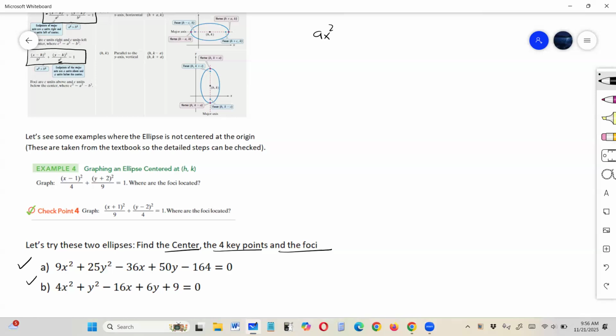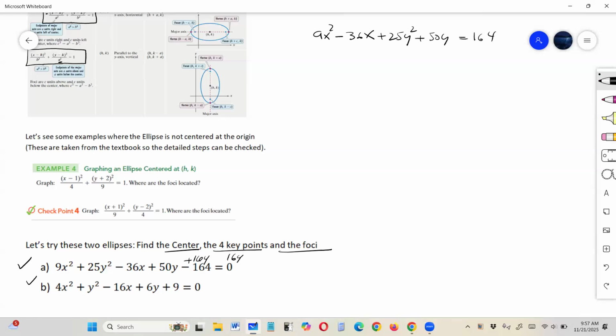I'm already going to save us a little bit of time on the video, I'm going to already pair up the x's and the y's. So I'm going to write 9x squared minus 36x plus 25y squared plus 50y. And I'm already going to add 164 to both sides because I know I have to have the number on the other side. So add 164 to both sides. Okay.